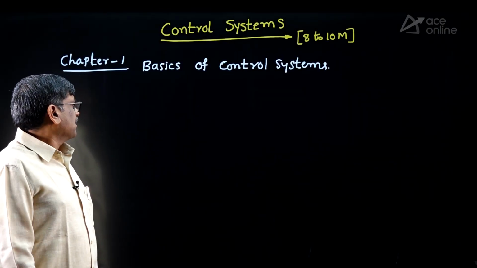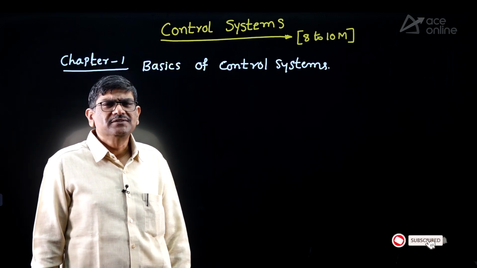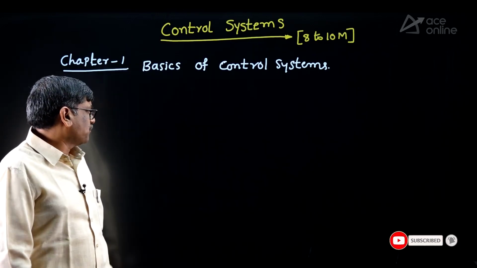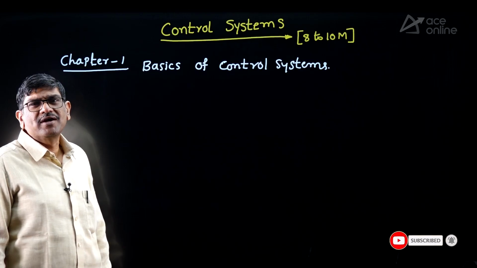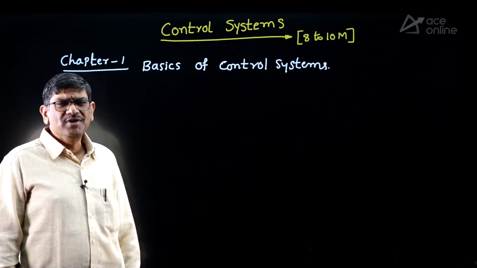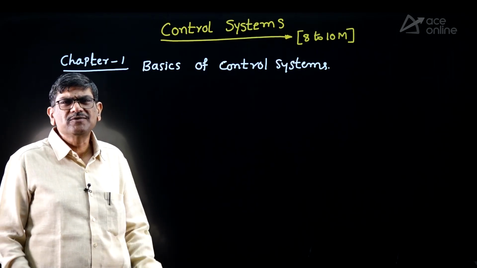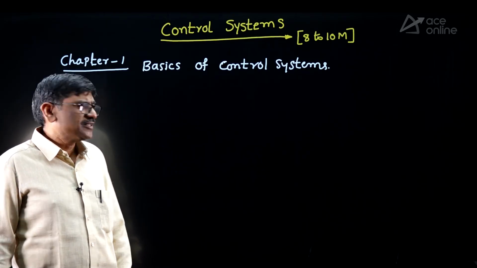This control system weightage, you all know it, 8 to 10 marks you will get. So the first chapter is basics of control system. We are having around 5 hours. For each chapter, we'll get around 45 minutes or half an hour. So we have to cover all the topics. I'll try to cover all the topics.